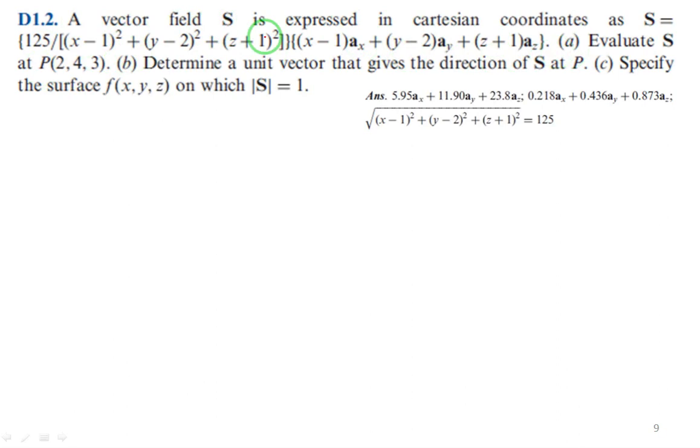First, part A, what they have asked: evaluate S vector at point P. Part B, determine a unit vector that gives the direction of S vector at point P. Part C, specify the surface f of x y z on which the magnitude of S vector is 1. Okay, we'll solve one by one.